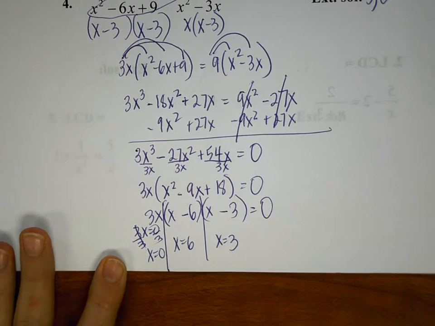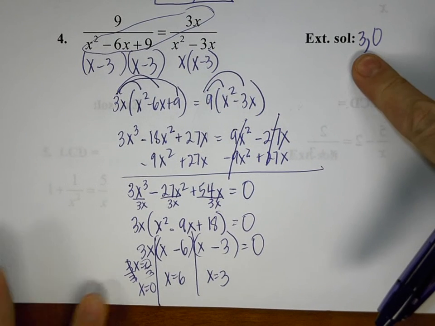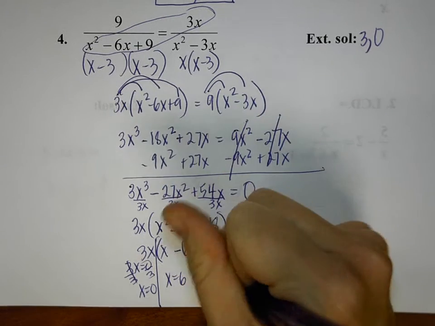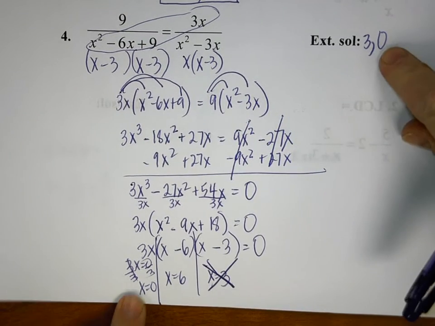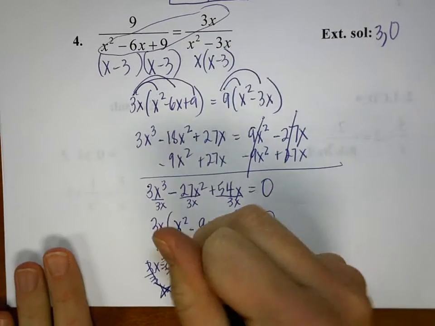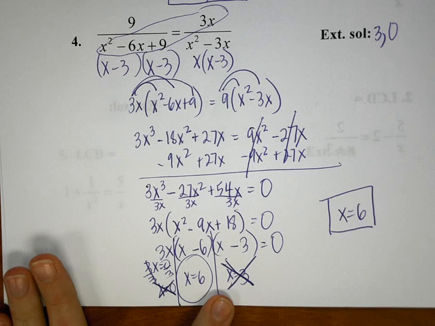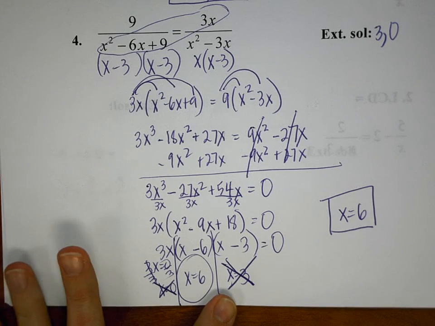So we check our extraneous solutions, and 3 is an extraneous solution, and 3 is here, so this will not work. Over here, 0 is an extraneous solution, 0 is an answer, 0 will not work. So that means the only answer can be x equals 6. And that is the end.